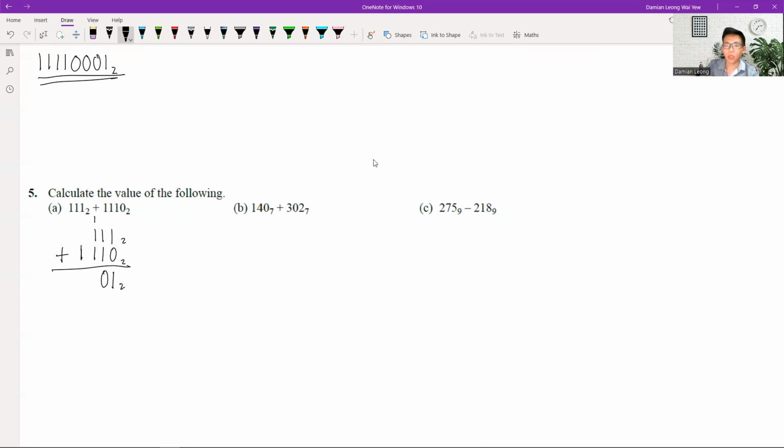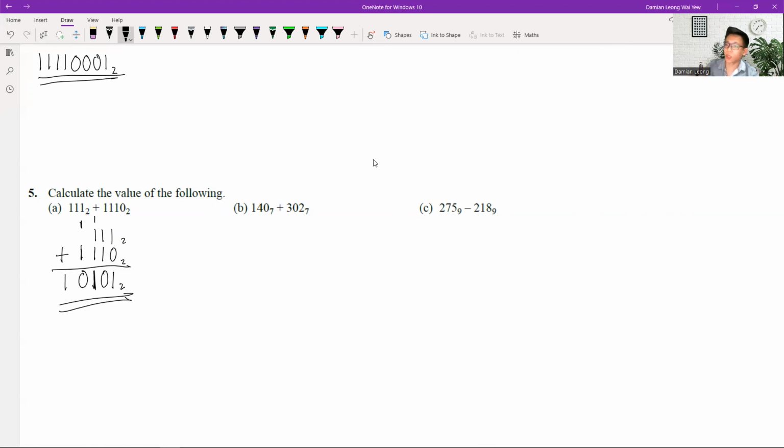Okay. 1 plus 1 plus 1 is 3. So the 2 I have to carry over, but I still have an extra 1 here. So I leave that 1 here and carry over the value of 2 in this position. Then 1 plus 1, again 2, carry over to the next position. So it's 1 here and a 0 here. So basically it's 10101 in base 2. That's part A.